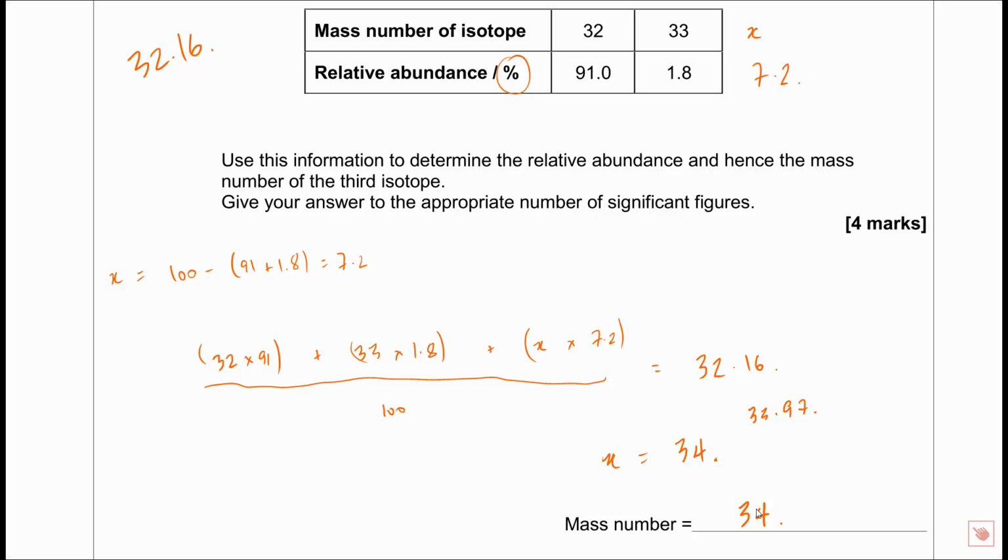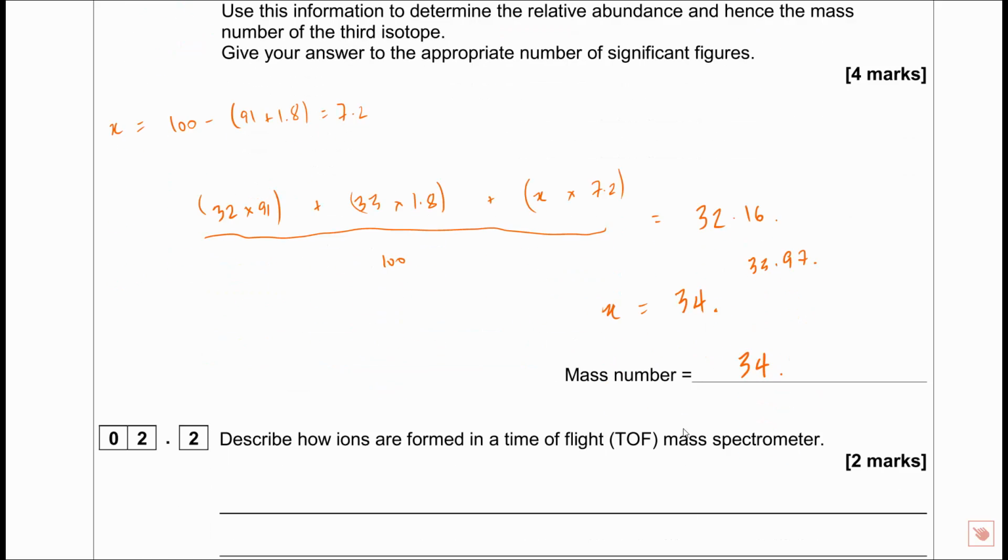As far as I'm aware, though, you're not going to get 4 marks for just the correct answer. You've got to show your working, and obviously the individual stage between here and here, which I've not included, but really that's just a case of putting it into a calculator and rearranging. You've got to include that. So, mass number 34, delightful.